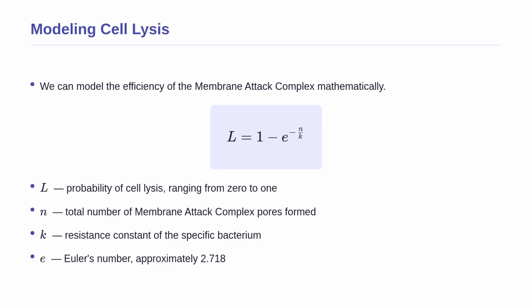This formula represents an exponential saturation function. The variable L is the probability of cell lysis. It depends on N, which is the number of pores punched into the membrane, and K, which is the resistance constant of the bacterium. As the number of pores, N, increases, the negative exponent grows larger. This causes the exponential term to shrink, which ultimately drives the lysis probability, L, closer and closer to a guaranteed 100%.